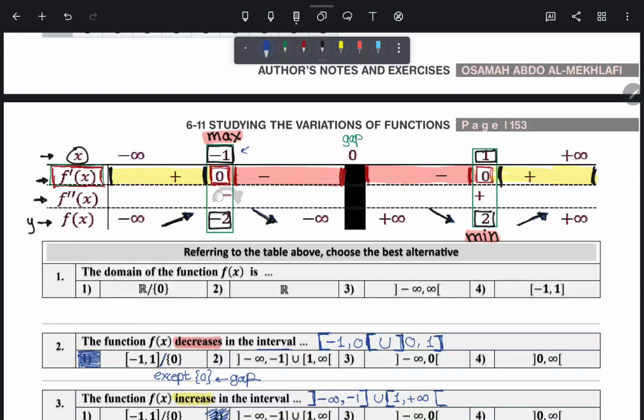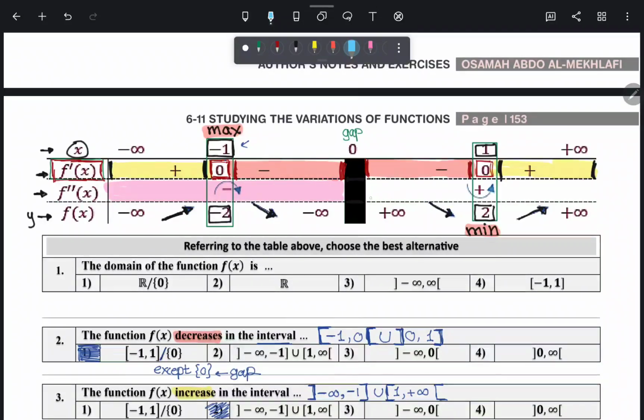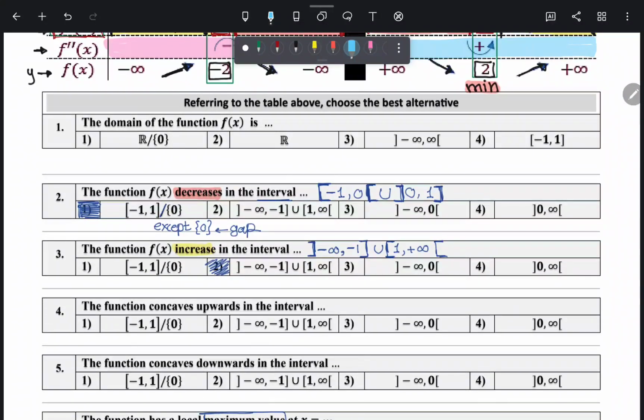Here, the second derivative has two concavities. It concaves down at the beginning, then up. Concaves down in all of this interval from minus infinity all the way until zero. And then it concaves upwards in this interval from zero until positive infinity. Now, what does this mean? It means we don't have a zero, we don't have an inflection point. We just have concavity intervals.